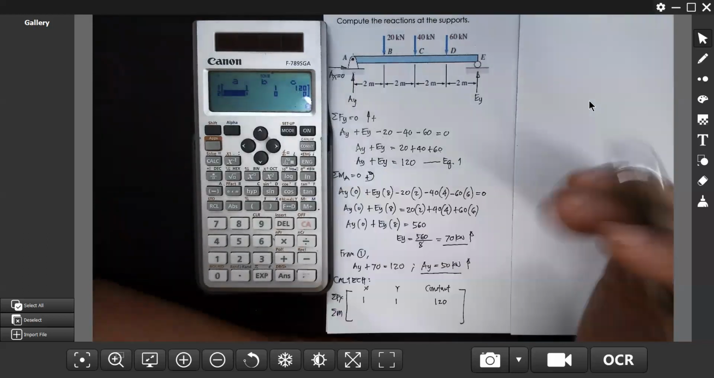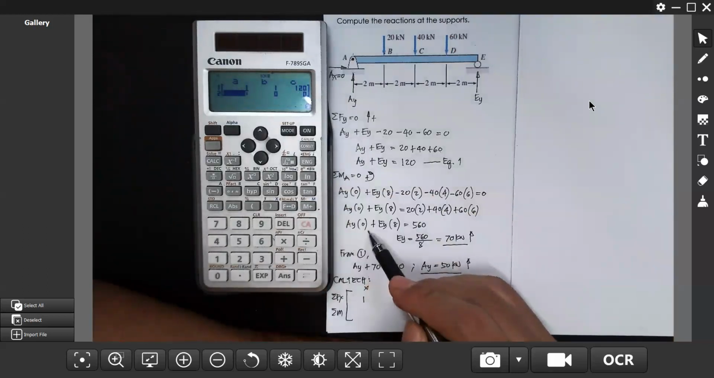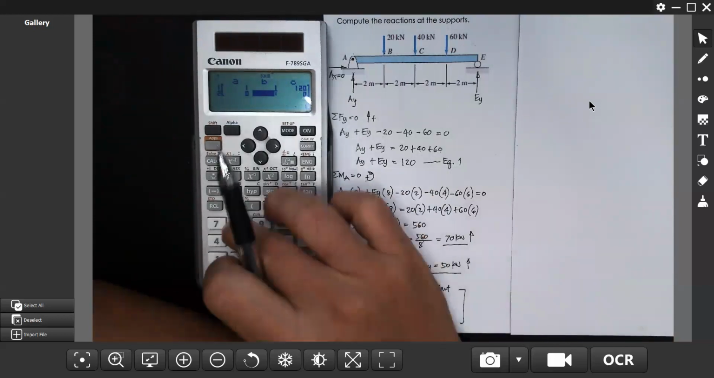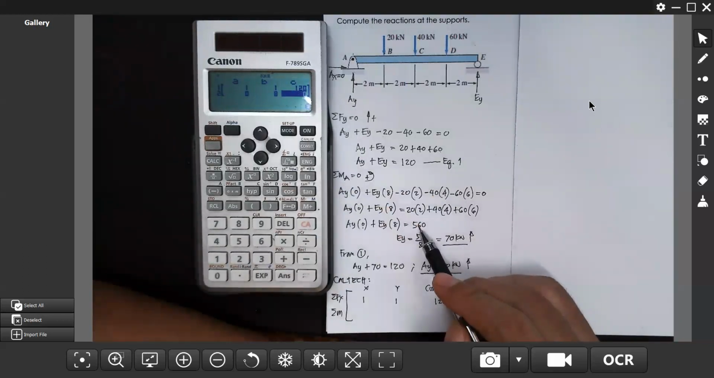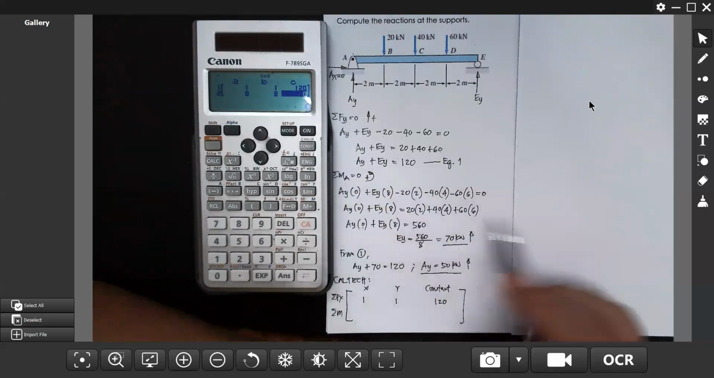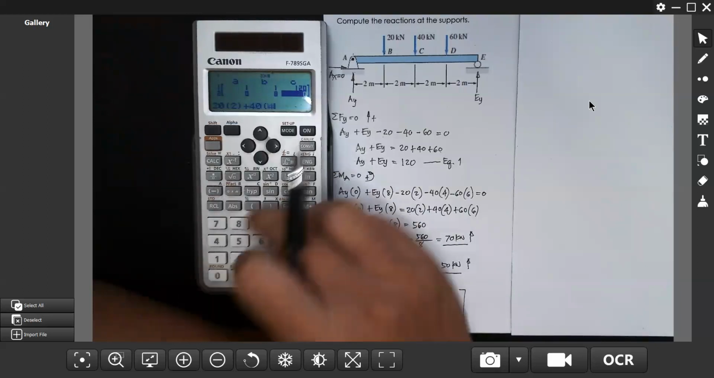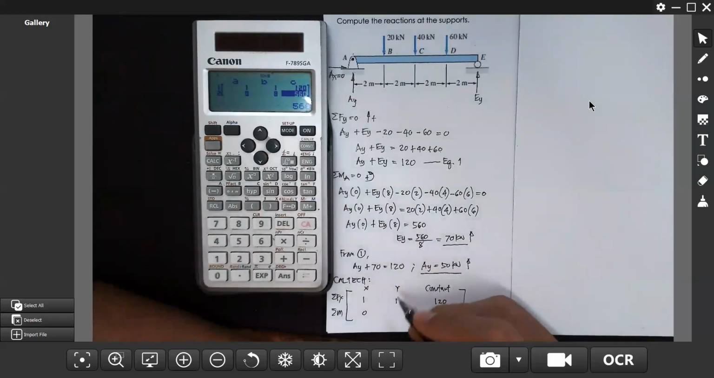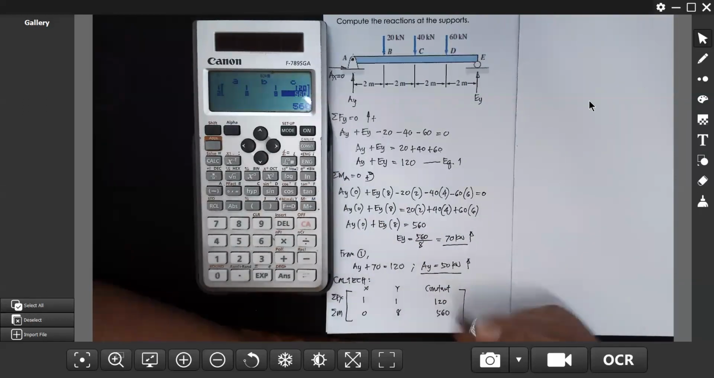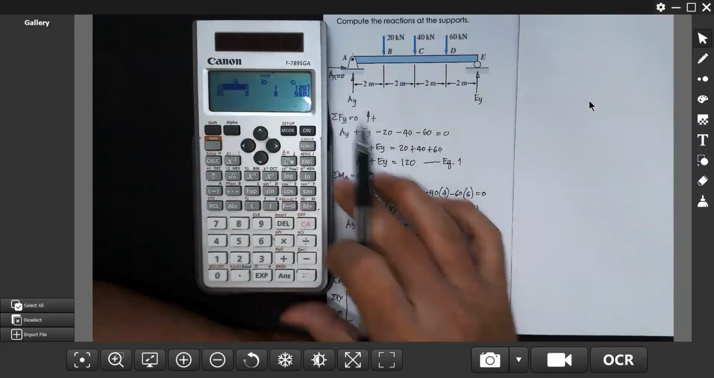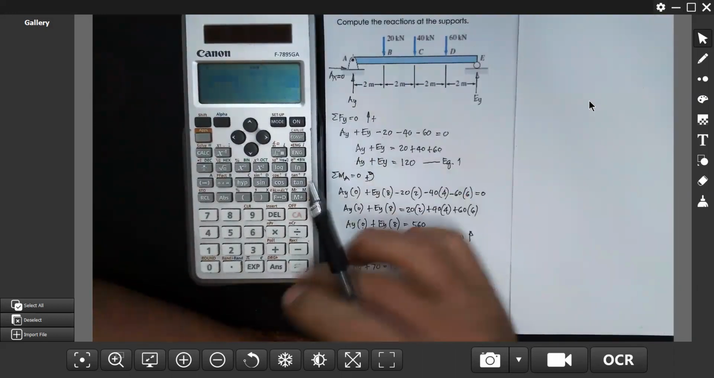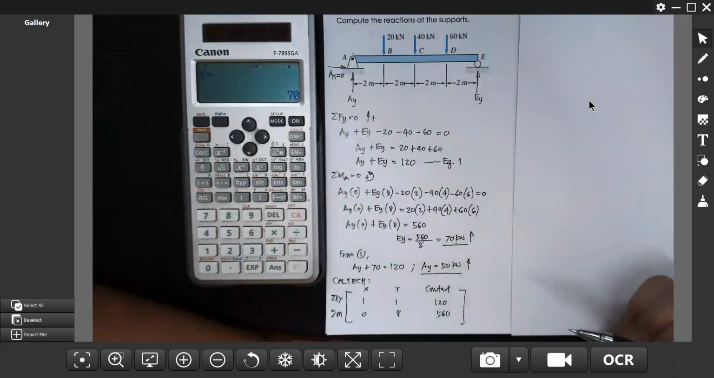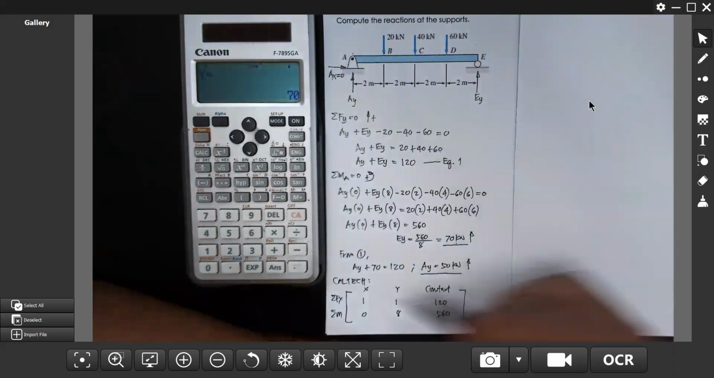Now, for the summation of moment, that is why we have to include AY for calculator purposes. So, the coefficient of AY is 0. And then the coefficient of EY is 8. And then 560. But what we're going to input is 20 times 2 plus 40 times 4 plus 60 times 6, which is 560. So we have 0, 8, and 560. And then we have the solution: this is our AY, 50, and EY equals 70. So it's that simple, if you will use the calculator.